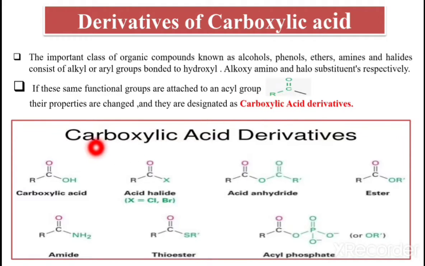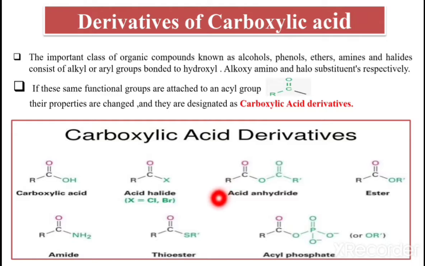Now, here are some examples of carboxylic acid derivatives. First, this is the structure of carboxylic acid, that means R-C=O-OH. This is called carboxylic acid. Now the R-C=O part is the same, only X changes. That means here acid halide. This is the structure of acid halide, and here X may be chlorine or bromine. Okay, this is acid halides.